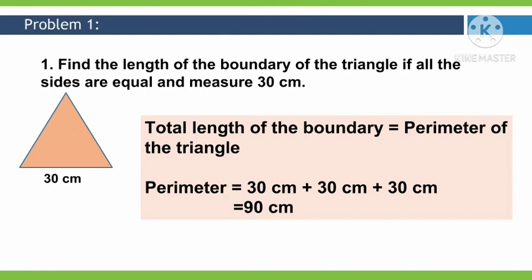So in order to find the total length of the boundary, that is the perimeter of the triangle, we need to add all the three sides. So perimeter equal to 30 centimeter plus 30 centimeter plus 30 centimeter, which is 90 centimeter. I hope it's clear, children.